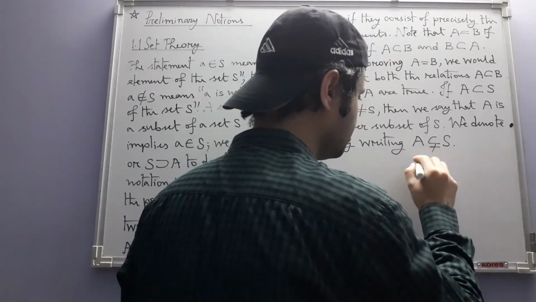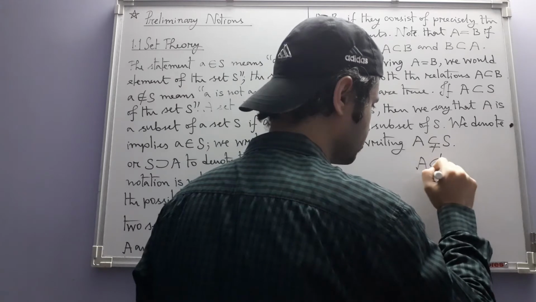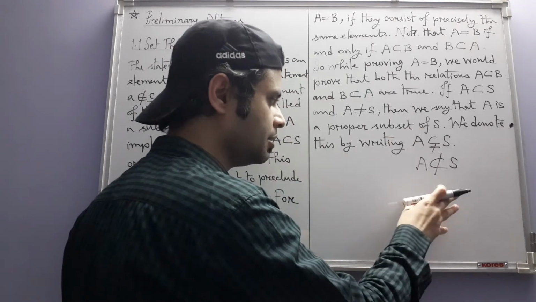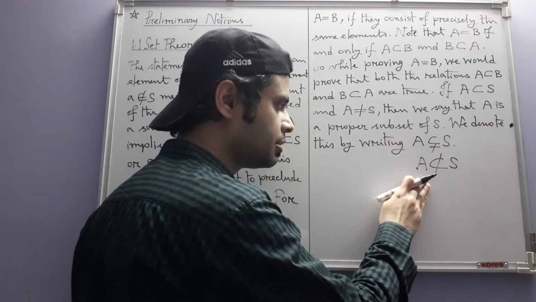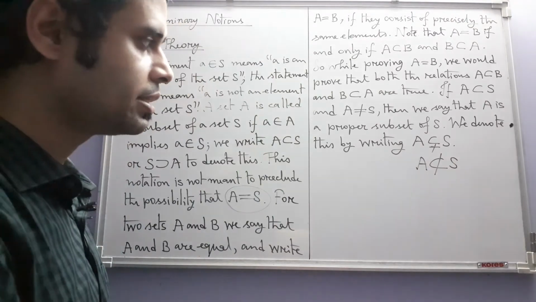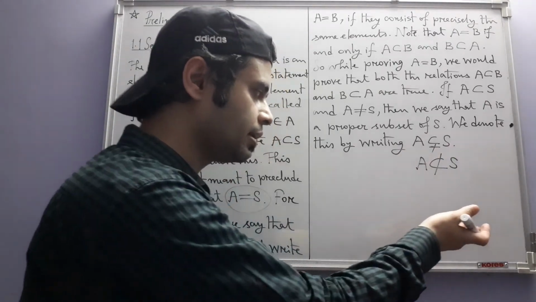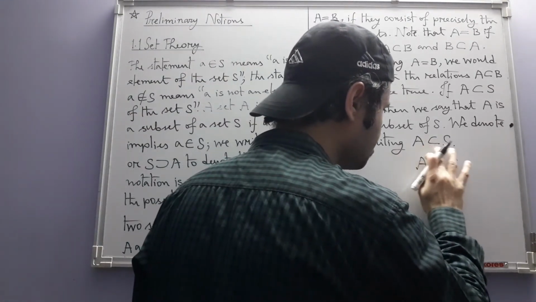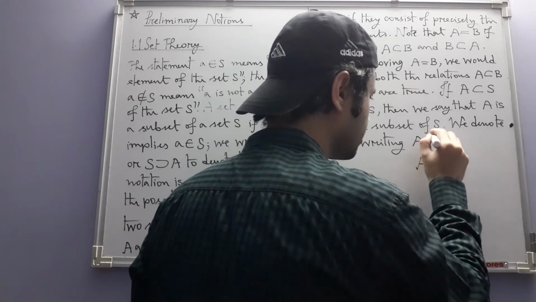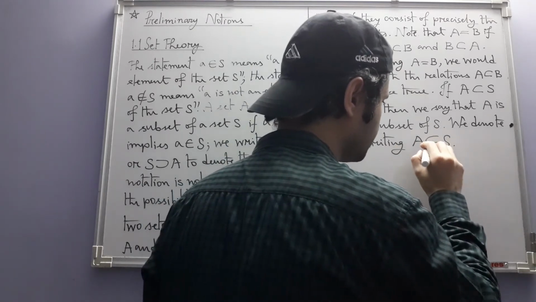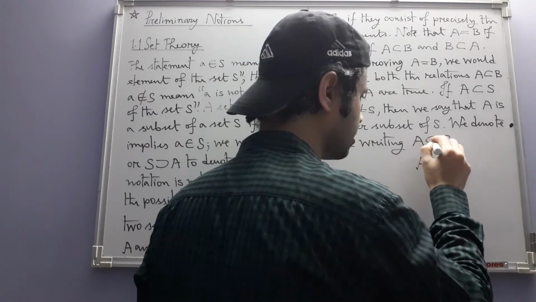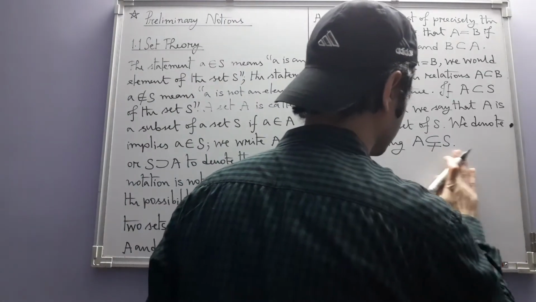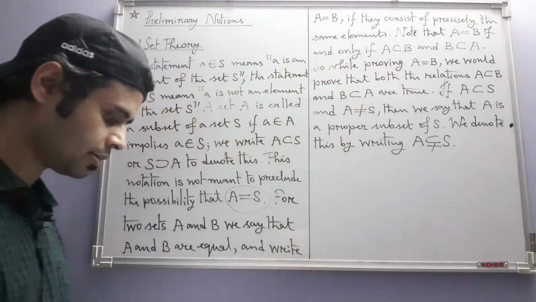Don't confuse between this one and this one. This means A is not a subset of S, and that means there is at least one element in A which is not in S, because if every element in A is also there in S, then by definition A is a subset of S. In this symbol, you just write the usual subset symbol, then below that you draw a horizontal bar and strike it out. Okay, so that is our symbol for proper subset.